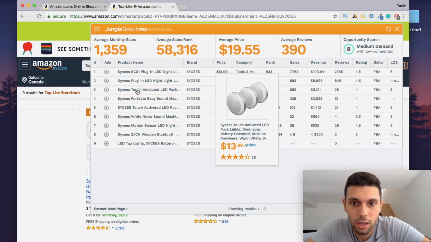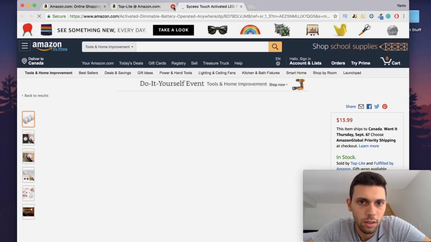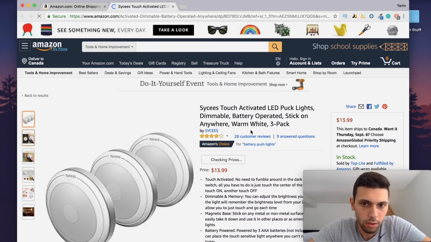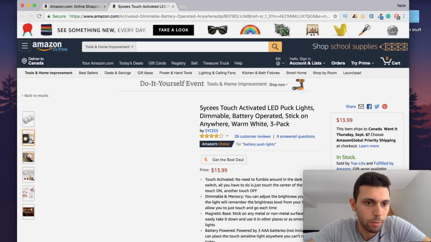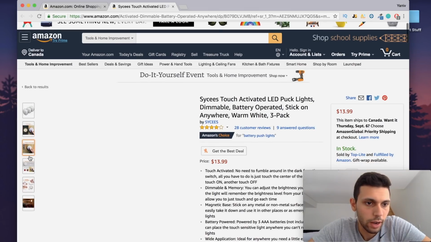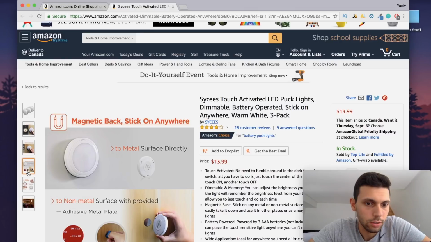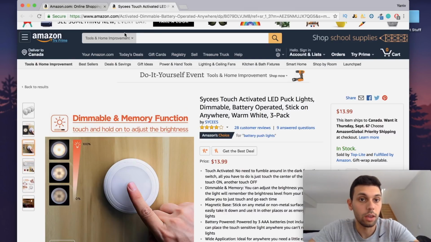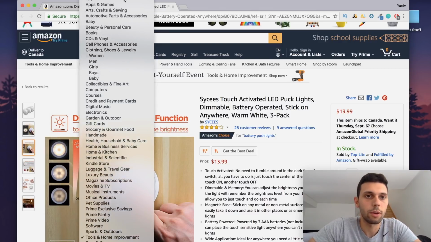Not quite sure. Activated LED puck lights. Dimmable battery operated stick. What is this? It's a puck light. What do they use this for? It's very low reviews, and it's making a good amount of money, which is interesting. Touch activated lights for where? Just any surface? Okay. That's interesting. So let's check this out.